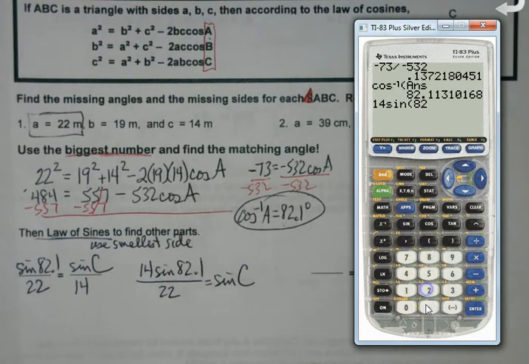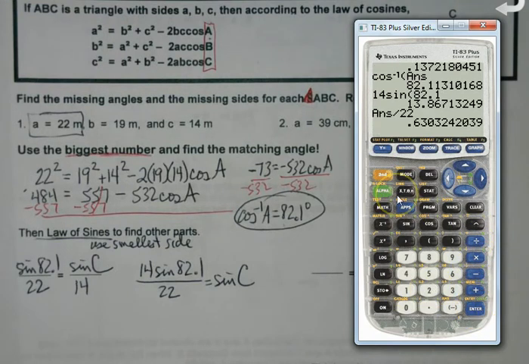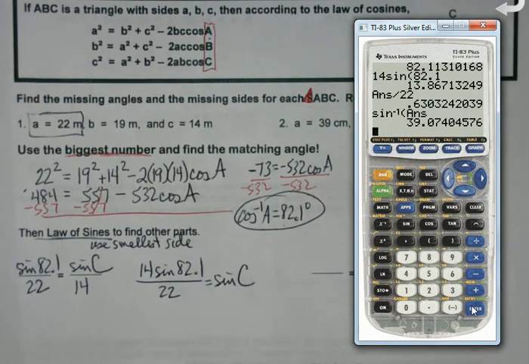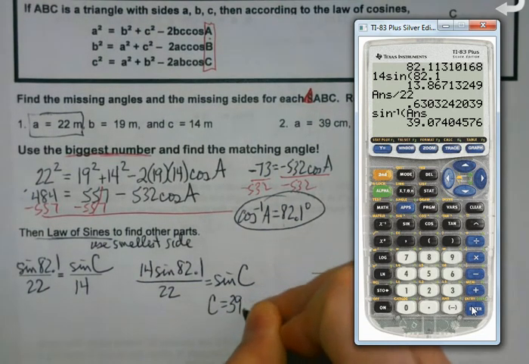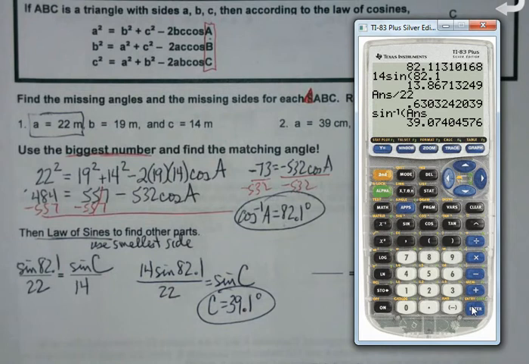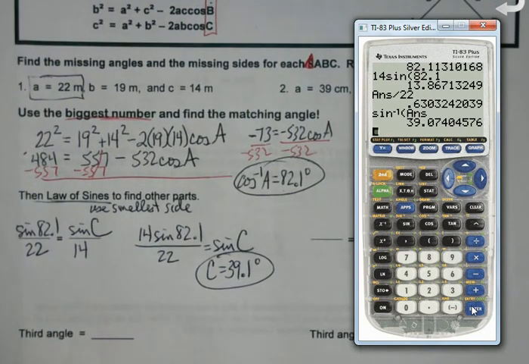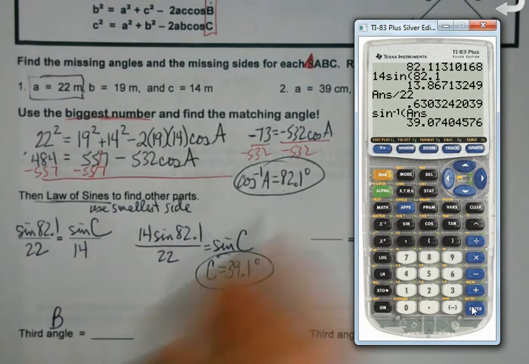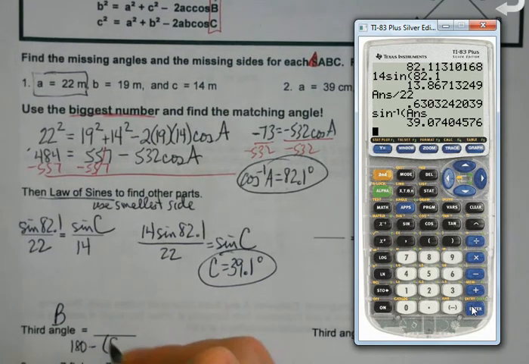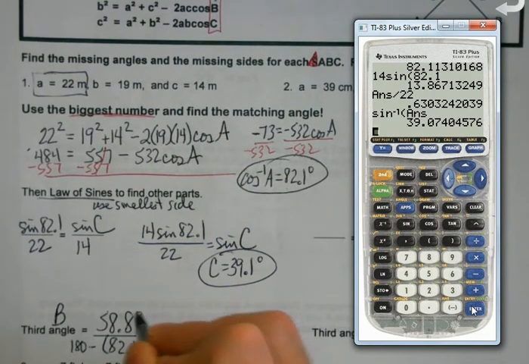So 14 times the sine of 82.1 divided by 22. And again, I'm using the law of sines now. So when I do this one, it's the inverse of sine. So there's lots of little detail things that can get you if you're not careful. So my C is 39.1. And then to get my third angle, which in this case is going to be B, you just take 180 minus the sum of the other two, which gives me 58.8.